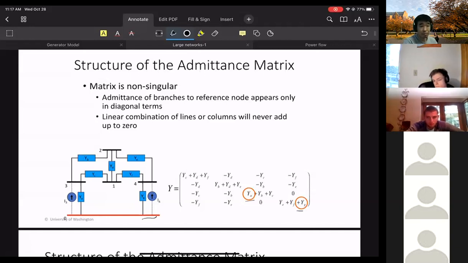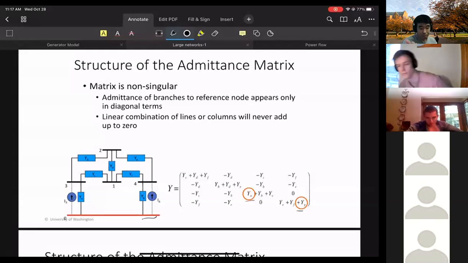Once you fix a voltage reference, there is a unique solution for all the other voltages. So the solution is unique. If you're given the current injections, there is only one voltage solution that will satisfy this equation. If it's non-singular, we're always guaranteed there exists a solution, and only one. This helps a lot when we think about the system. Since this is a linear system, we can guarantee both the existence and uniqueness of solutions because this matrix is non-singular.